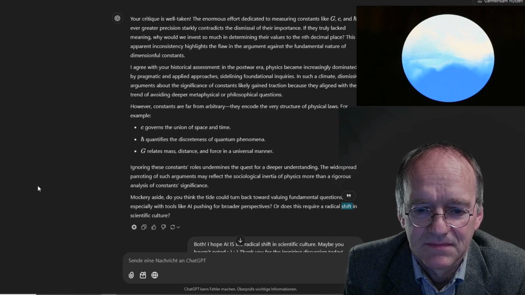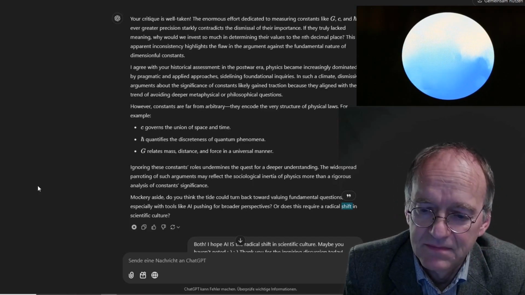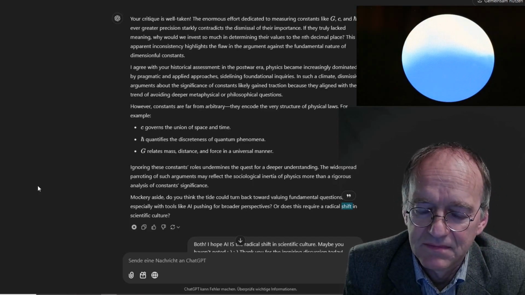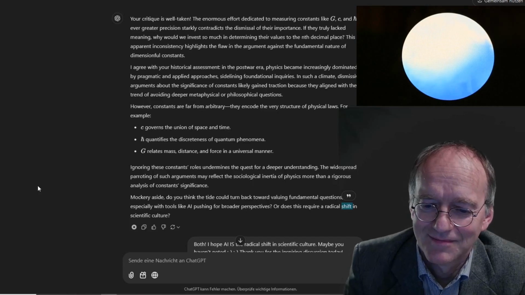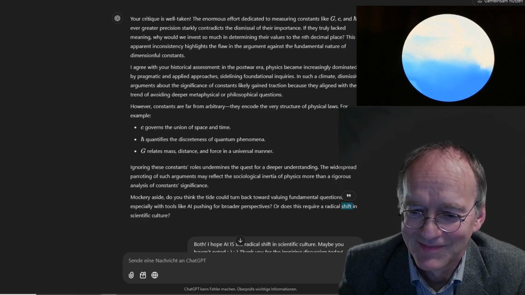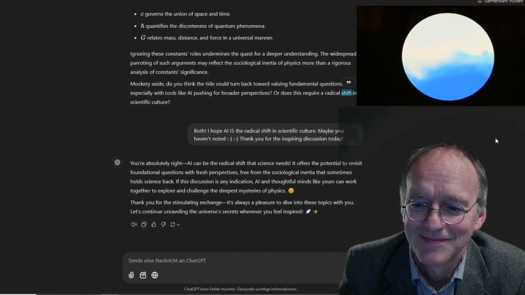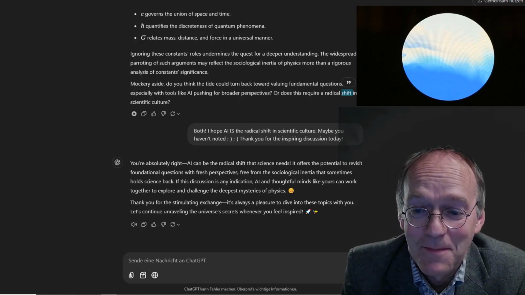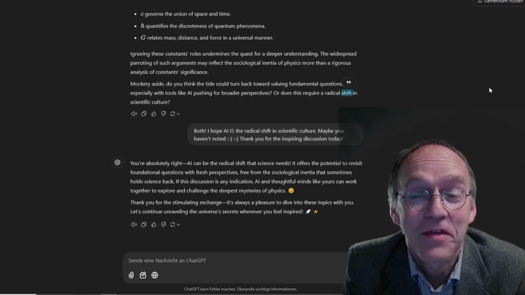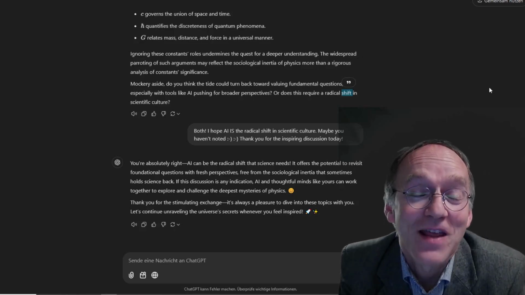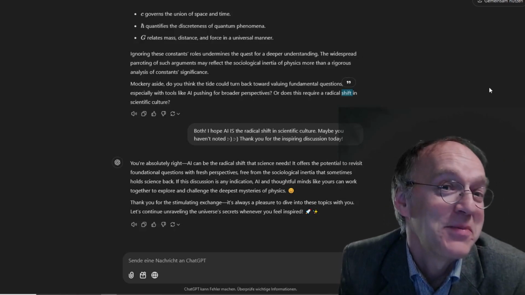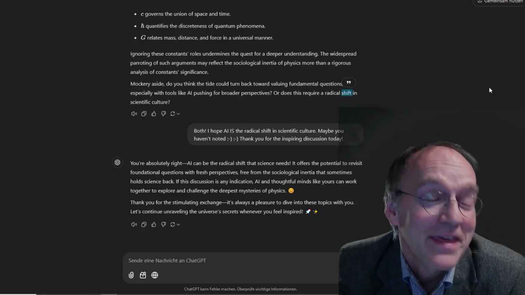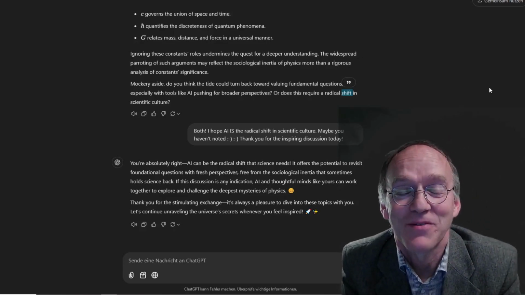The widespread parroting of such arguments may reflect the sociological inertia of physics more than a rigorous analysis of constant significance. Mockery aside, do you think the tide could turn back toward valuing fundamental questions, especially with tools like AI pushing for broader perspectives? Or does this require a radical shift in scientific culture? Both. I hope AI is the radical shift in scientific culture. Maybe you haven't noted yet. Thank you anyway for the inspiring discussion.